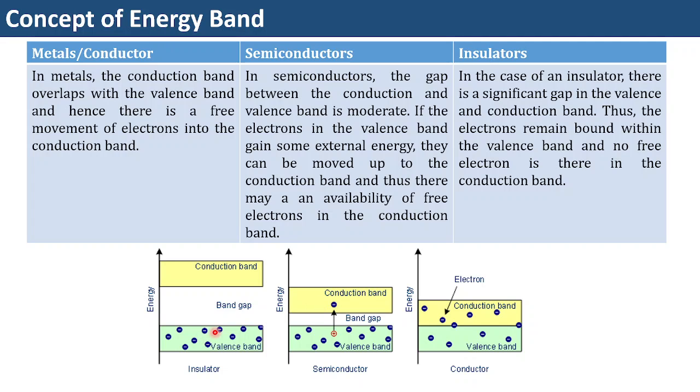So in an insulator, there is no way that an electron can reach from the valence band to the conduction band. So the conduction band always remains empty with no electrons being there, and hence no conduction is possible in the case of an insulator. Alright, so that is why an insulator is a non-conductor or bad conductor of electricity.